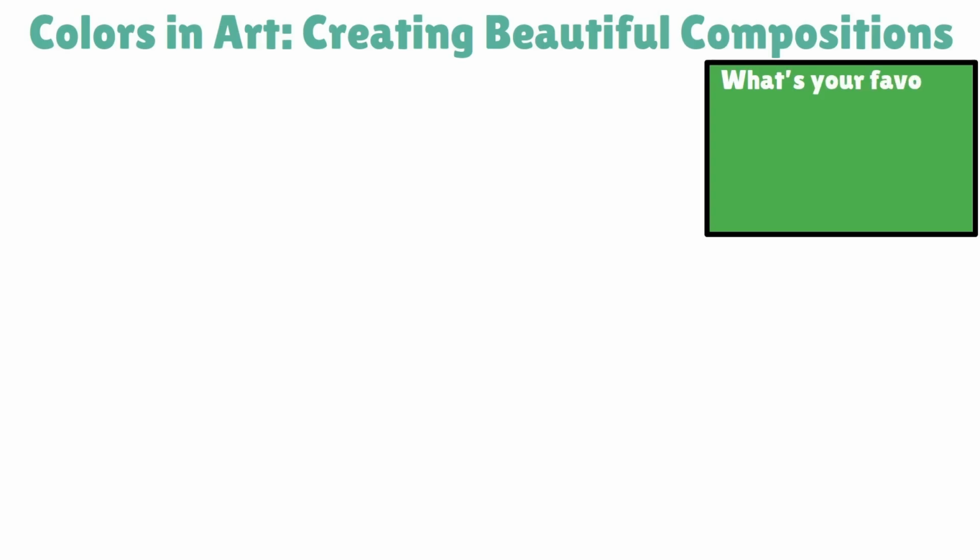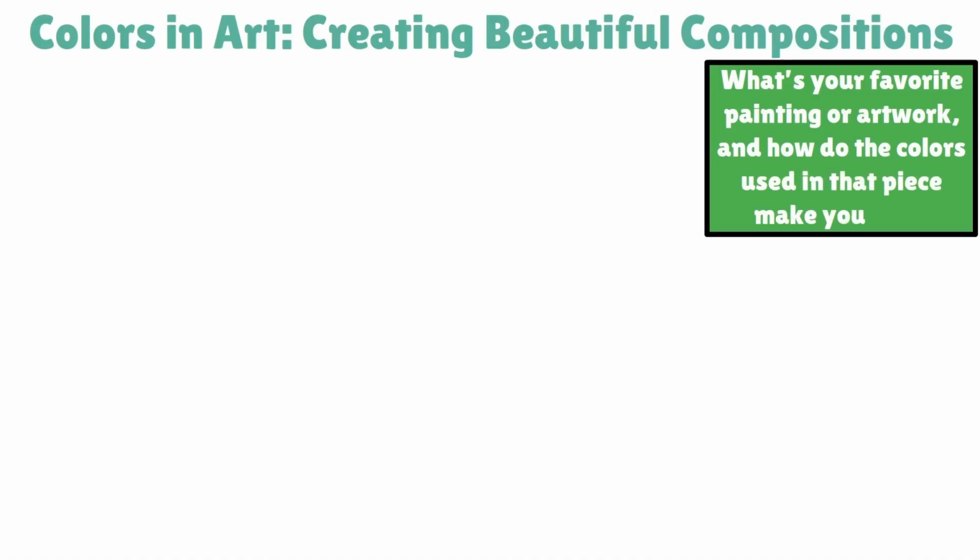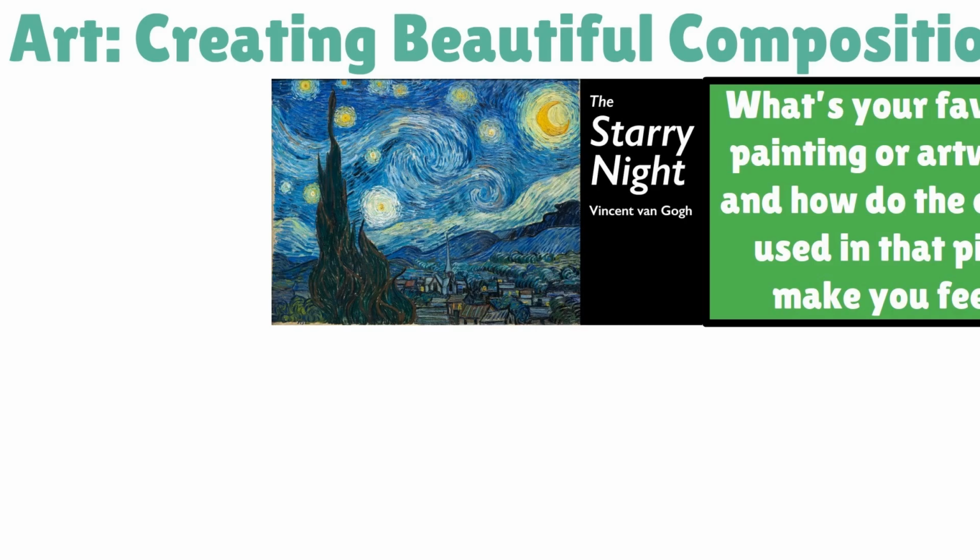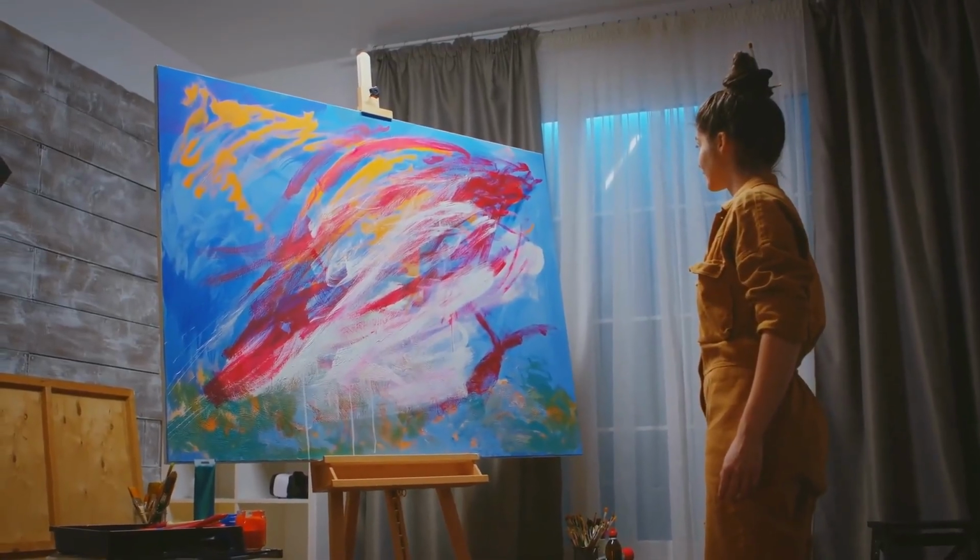Let's start with a question. What's your favorite painting or artwork, and how do the colors used in that piece make you feel? For example, if you think of Vincent van Gogh's Starry Night, you might be struck by the swirling blues and yellows that create a sense of movement and emotion.